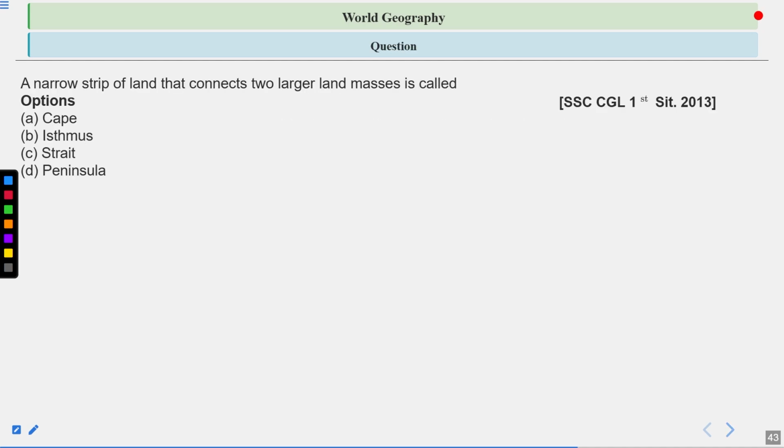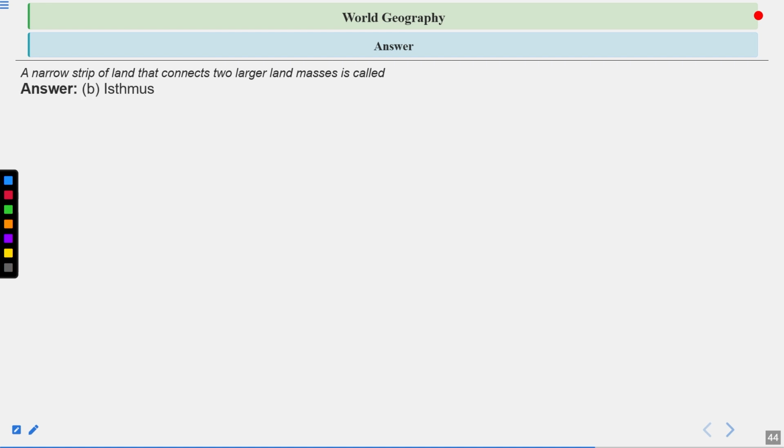A narrow strip of land that connects two larger land masses is called: Cape, Isthmus, Strait, or Peninsula. If we talk about two land masses that are connected with a narrow strip of land, that is quite simple. The answer is B option, that is isthmus.